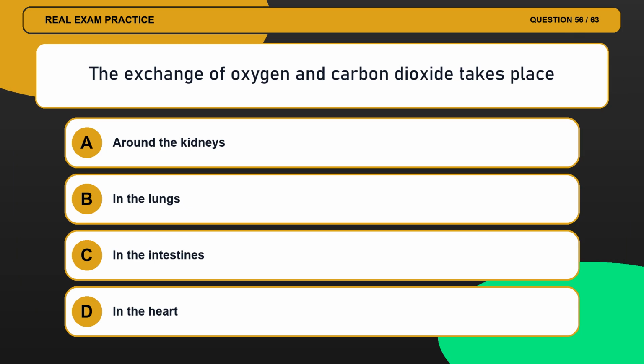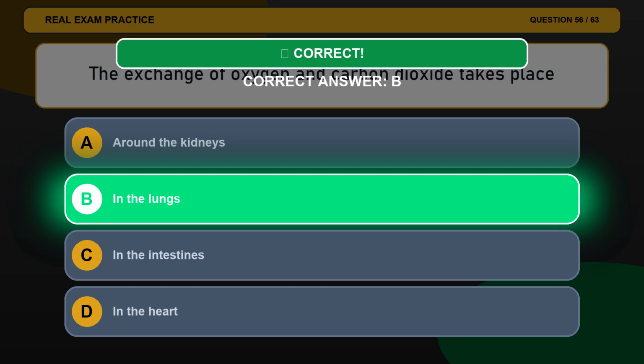Question 56. The exchange of oxygen and carbon dioxide takes place. Option A, around the kidneys. Option B, in the lungs. Option C, in the intestines. Option D, in the heart. The correct answer is option B, in the lungs.